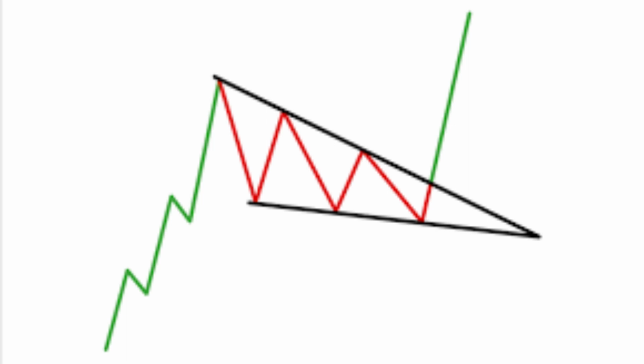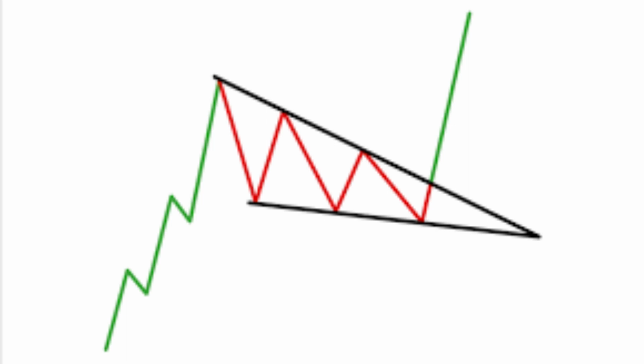Wait for a breakout: patience is key. Wait for the price to break out above the upper trend line of the falling wedge pattern. This breakout is often accompanied by increased volume, confirming the potential bullish move. Entry point: once the breakout occurs, consider entering a long position, buying near or slightly above the breakout level. Some traders prefer to wait for a pullback and retest of the upper trend line as a potential entry point.